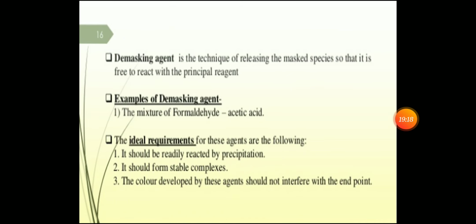Okay, so next is, हमें पता चला मास्किंग एजेंट जो कि इंटरफेरेंस जो कर रहा है उसके साथ वो रिएक्ट होता है. ठीक है, नेक्स्ट है डी मास्किंग एजेंट. डी मास्किंग एजेंट क्या है? इज द टेक्निक रिलीजिंग द मास्क्ड स्पेसीज, सो दैट इट इज़ फ्री टू रिएक्ट विद द प्रिंसिपल रिएजेंट. मास्क्ड स्पेसीज जो भी है उनको रिलीज करेगा सो दैट वी कैन रिएक्ट दैट फ्रीली टू द प्रिंसिपल रिएजेंट्स. इट्स कॉल्ड एज डी मास्किंग एजेंट.